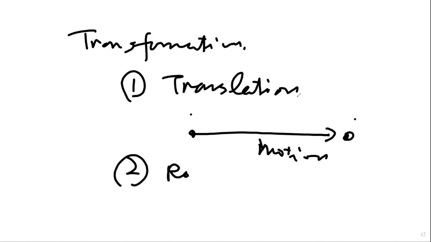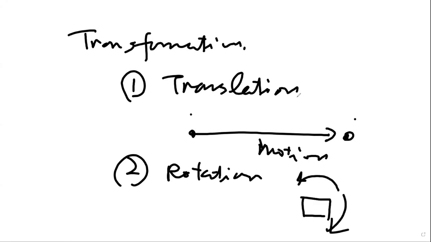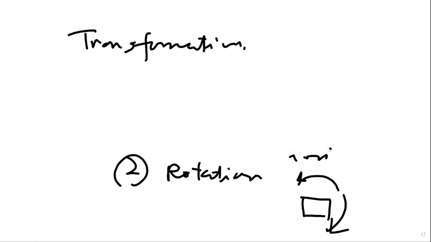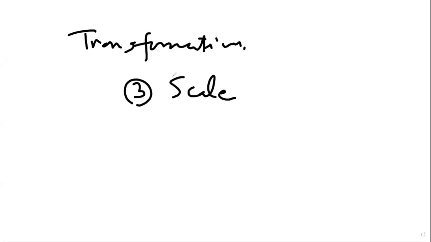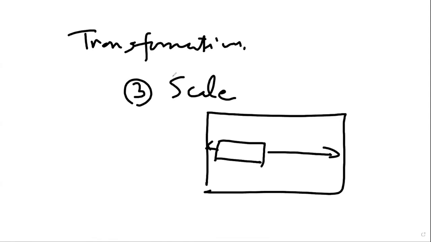Second, rotation. Rotation is that you have an object this way, you rotate a certain degree. Okay, that's rotation, right? Third one is scaling. Scale means you have an object, now you make it bigger, x-wise how big it is, y-wise how much you change. That's also a transformation.